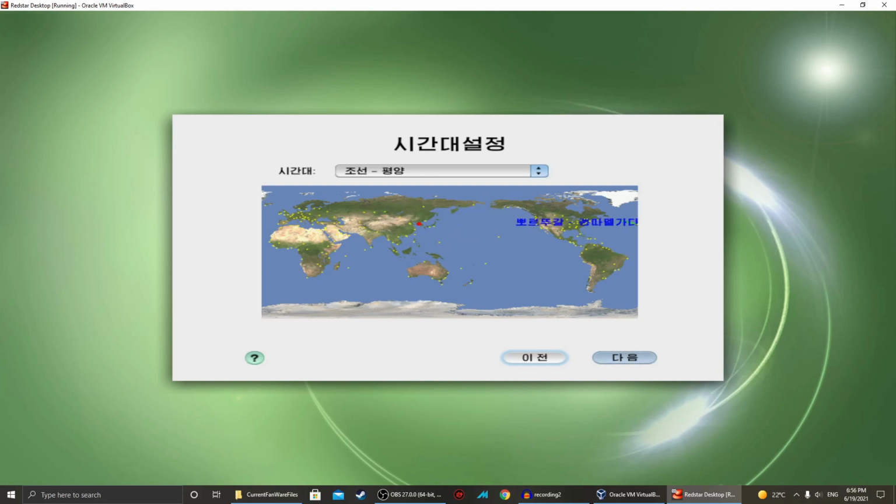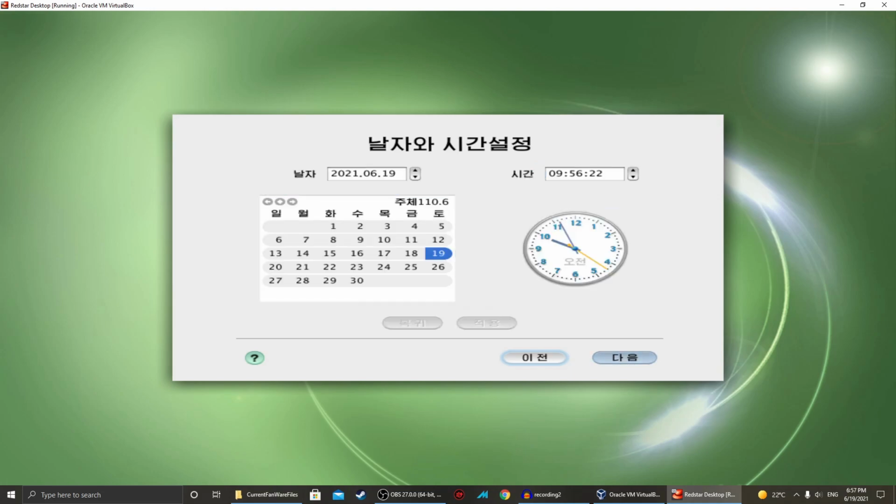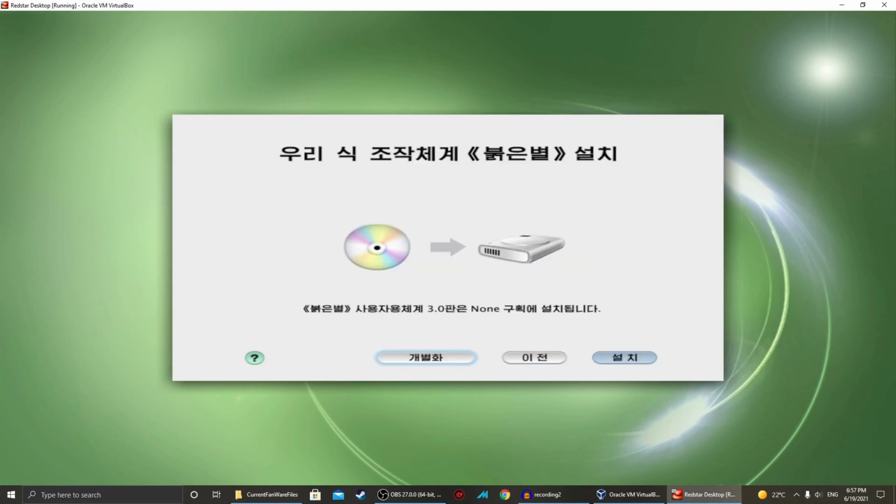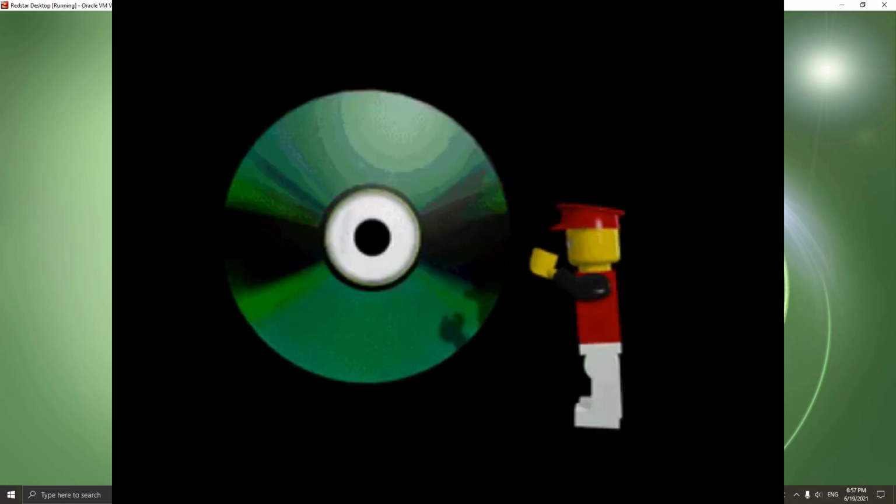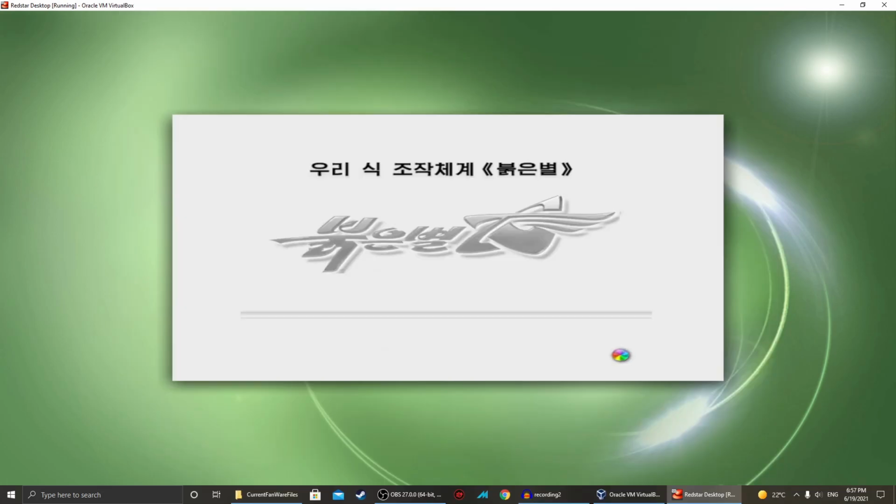That is not my location. My location is over here. Yes. Okay, gotta keep the CD in the computer, okay. And we start the OS setup.